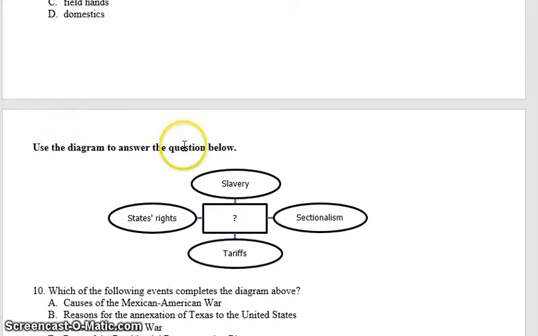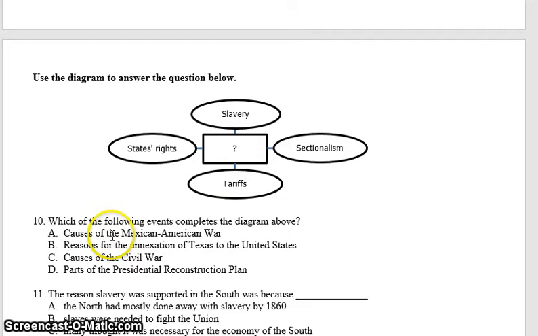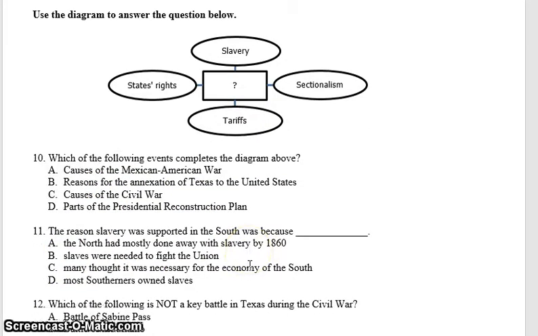Use the diagram to answer the question below. The question is, which of the following events completes the diagram above? So we've got slavery, states' rights, sectionalism, and tariffs. Which of the following events completes the diagram above, or is related to those? A. Causes of the Mexican-American War. B. Reasons for the annexation of Texas to the United States. C. Causes of the Civil War. Or D. Parts of the Presidential Reconstruction Plan.